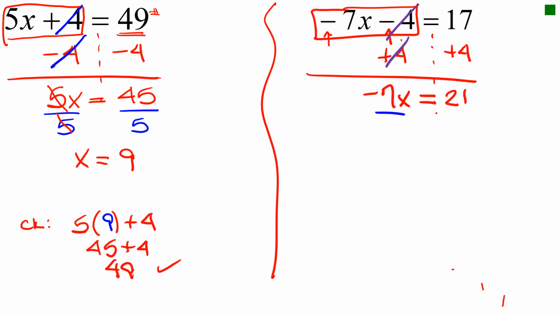Down to multiplication. Opposite of multiplication is division. We're going to divide by negative 7. Be careful, careful, careful. Make sure you don't lose that negative. So the negatives cancel, the 7's cancel. All we have left is x equals negative 3.